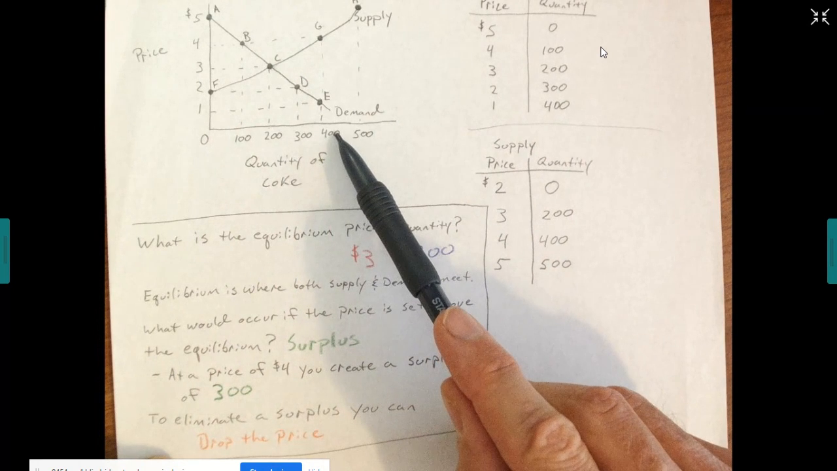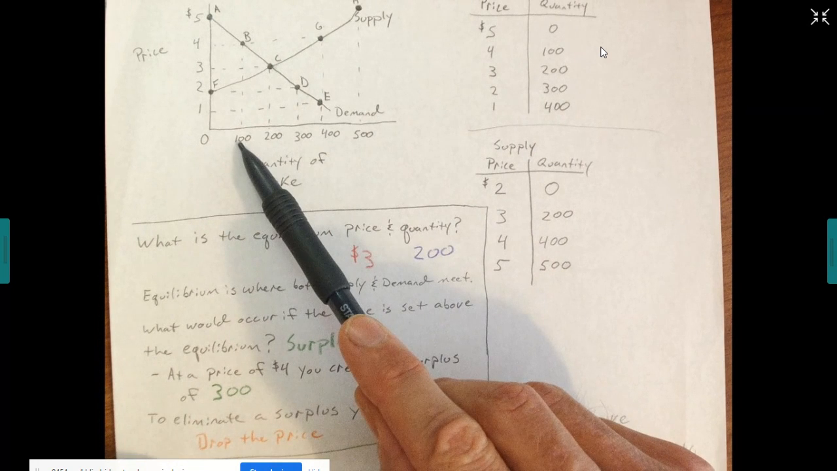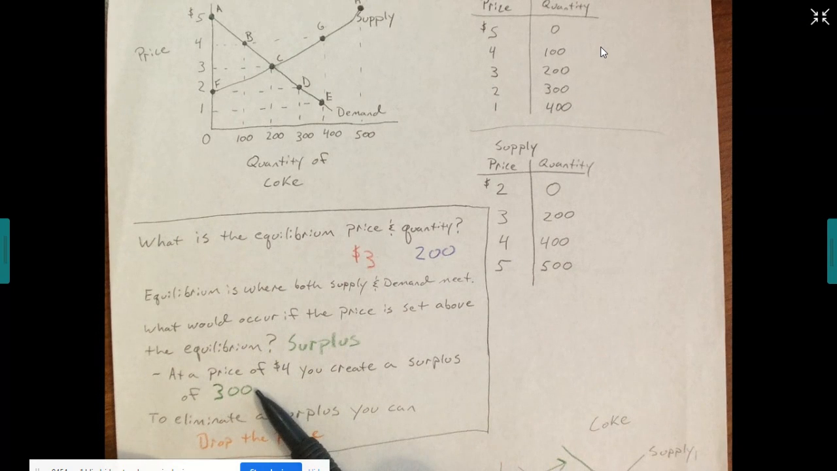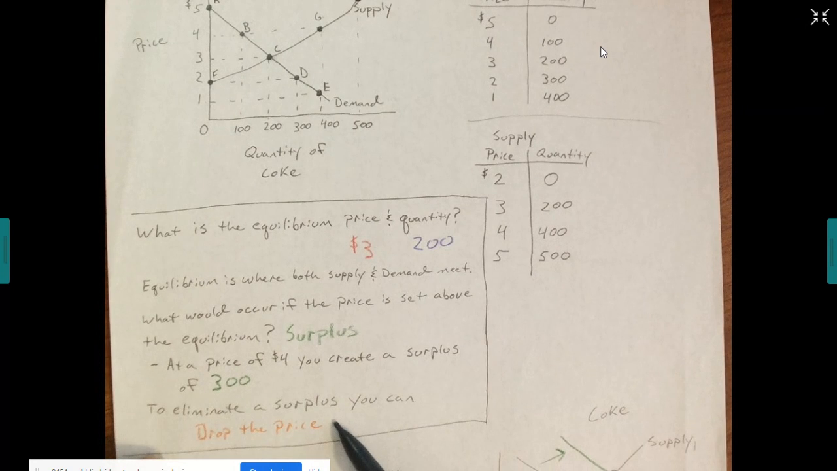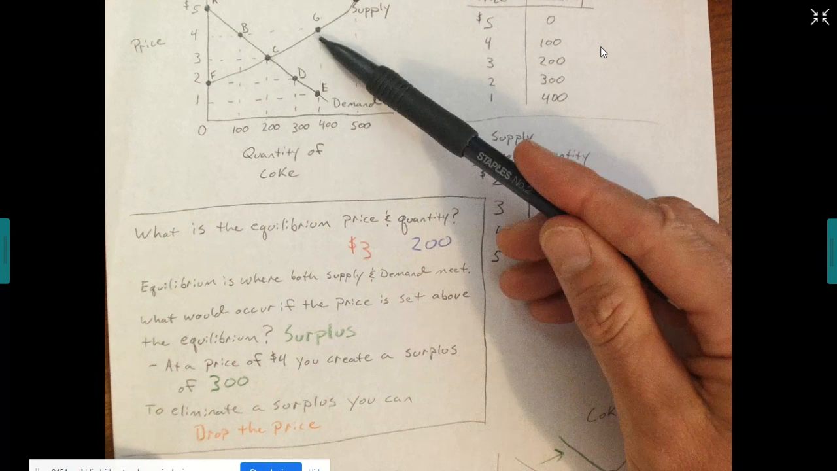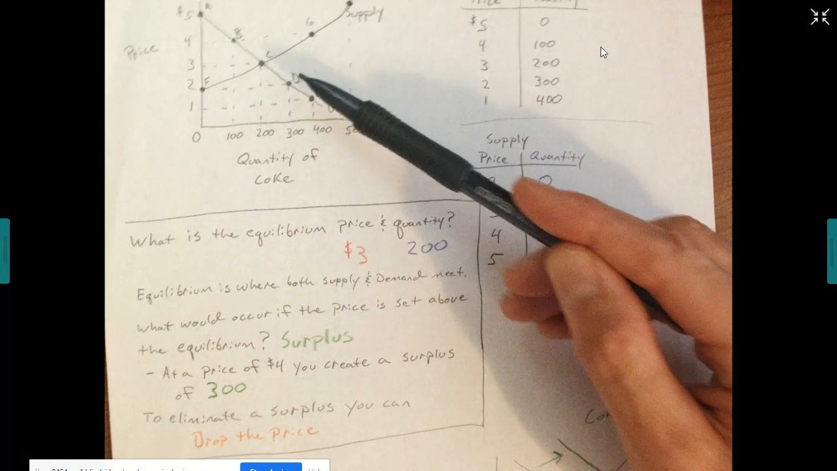When you see that supply is greater than demand, you have extra, or a surplus. In this case, you have a surplus of 300. In order to eliminate this surplus, the producer or the business would need to drop the price. If you have a price that is set below the equilibrium, then you have a shortage.